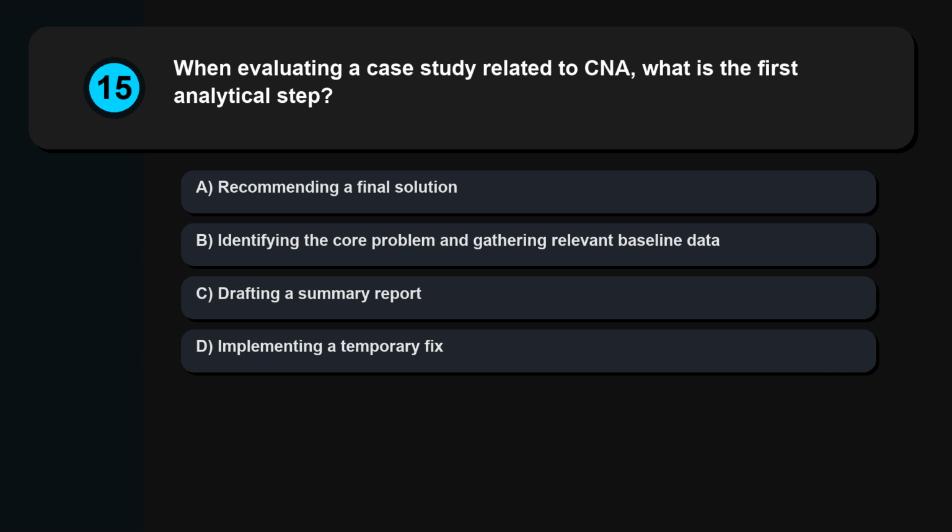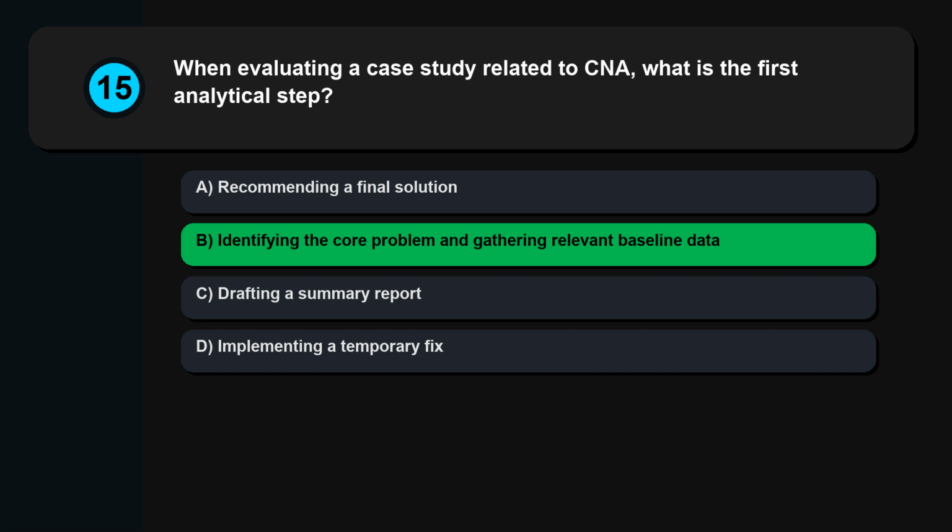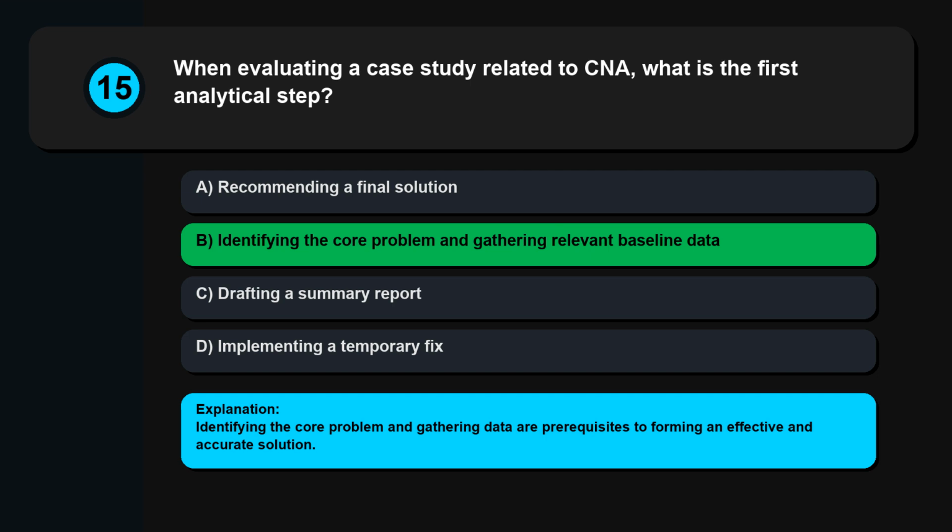Question 15. When evaluating a case study related to CNA, what is the first analytical step? Recommending a final solution, identifying the core problem and gathering relevant baseline data, drafting a summary report, implementing a temporary fix. Identifying the core problem and gathering data are prerequisites to forming an effective and accurate solution.